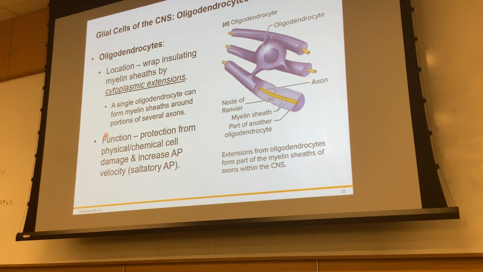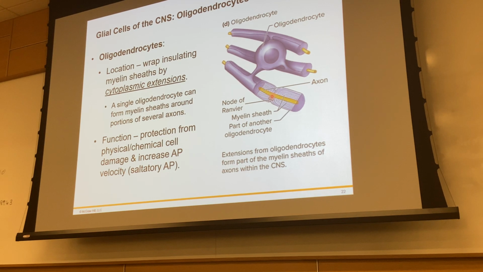Oligodendrocytes wrap these myelin sheaths by these cytoplasmic extensions branching off of the oligodendrocyte. And that single oligodendrocyte wraps multiple neurons. The area where the oligodendrocyte is wrapping the neuron is called the myelin, right here. And the area where it's not wrapping it, that's the node. In this case, there's a node of Ranvier.